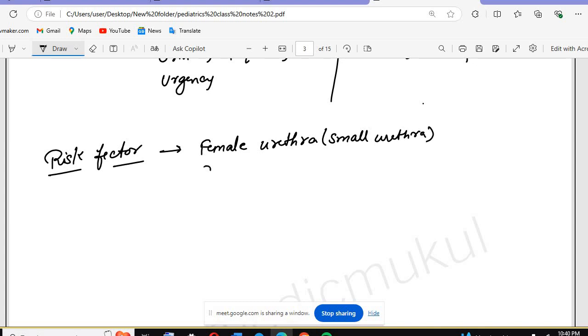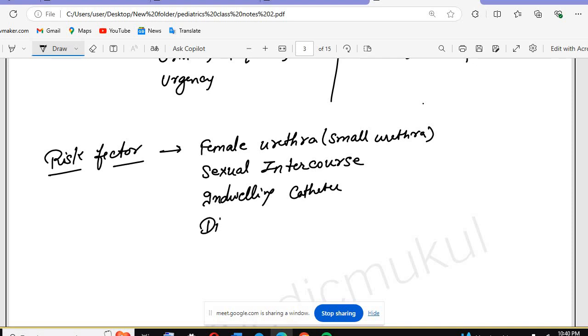Other than that, if there is sexual intercourse, the chances of urinary tract infection are high. So there will be more chances of cystitis. Then if you are giving any indwelling catheters like Foley's catheters, and it is a non-sterile condition, again there is a high chance of infection. So indwelling catheters are also a risk factor.